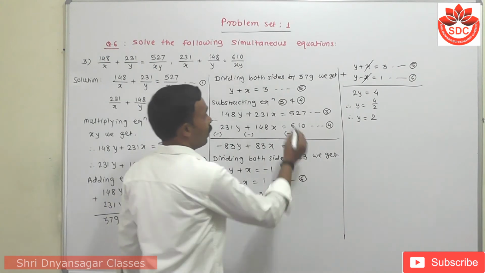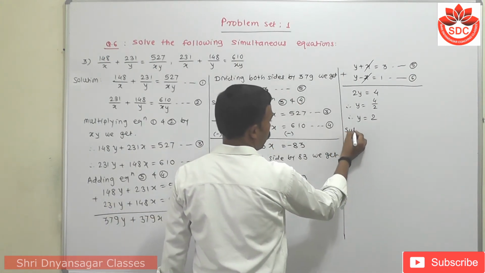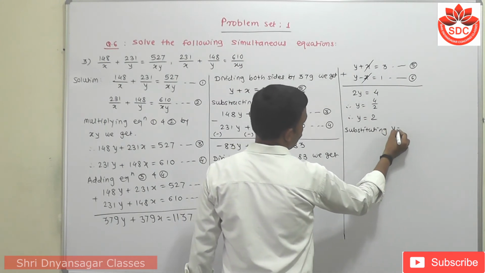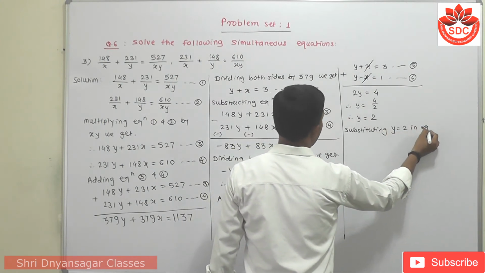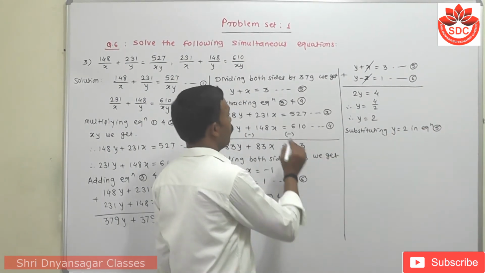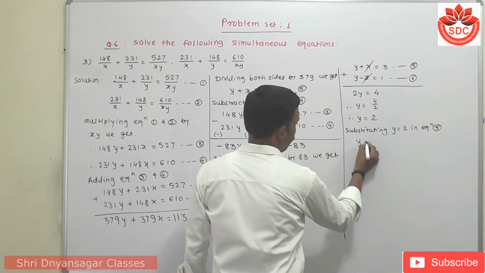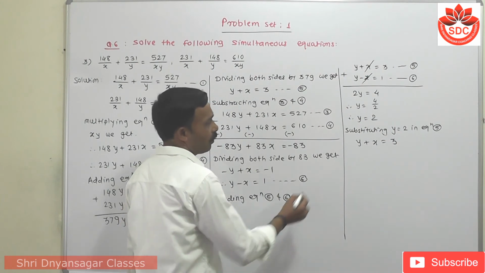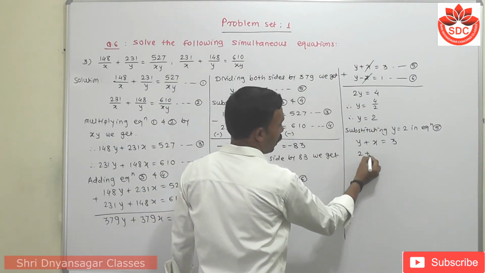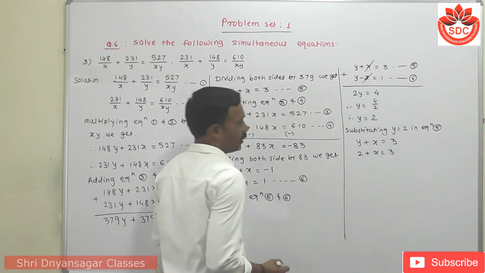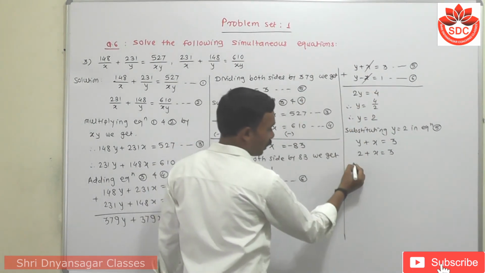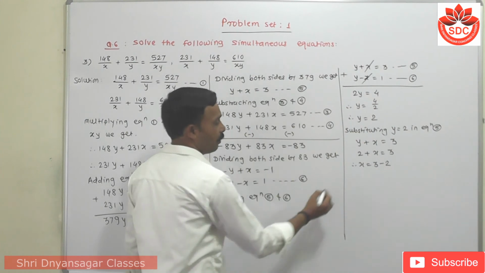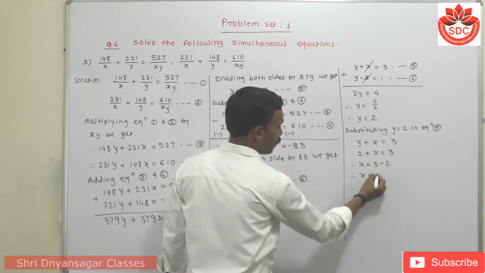So in equation 5, substitute y equals 2. Equation 5 is y plus x equals 3. Then substitute the value of y: 2 plus x equals 3. Transposing the 2 to the other side, x equals 3 minus 2. Therefore, the value of x equals how much?